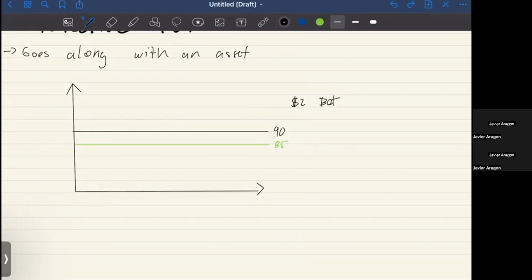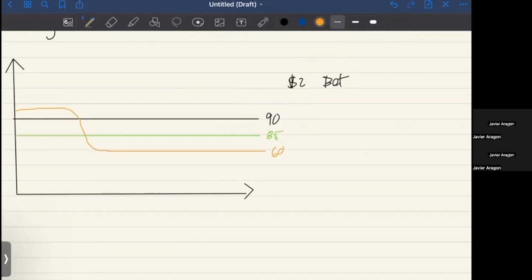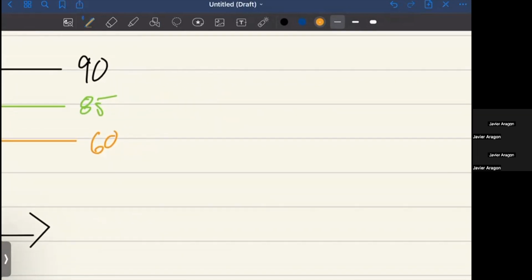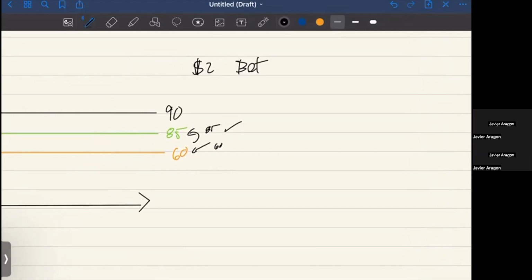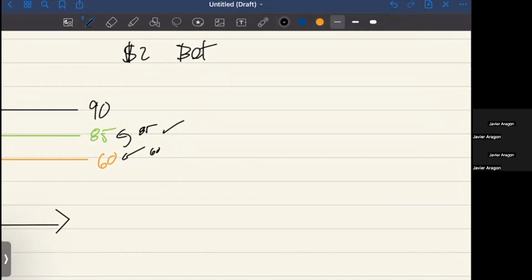So what happens if your stock suddenly dips all the way down to 60? Essentially the protected put would allow you, when the market hits 60, to sell it at 85 and protect your losses. So at the end of the day, your profit is, you had it at 90 and you invested $2 as well in order to protect your losses.